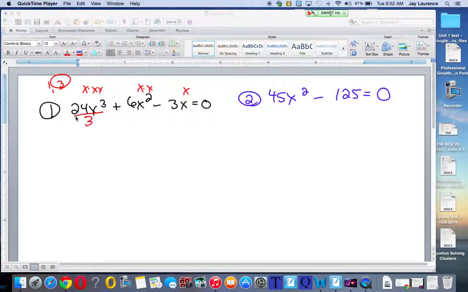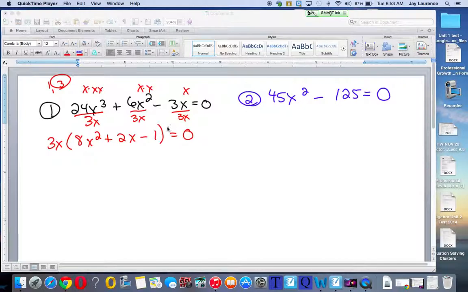So I'm going to divide each term in the trinomial by 3x. Now that 3x gets pulled out front, it does not get thrown away. 24 divided by 3 is 8. X cubed divided by x is x squared. 6 divided by 3 is 2. X squared divided by x is x. And 3x divided by 3x is 1. And there you go.